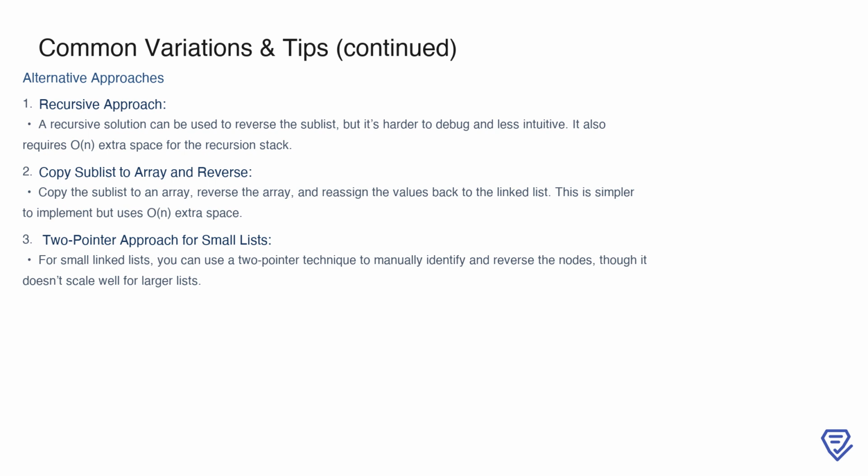Finally, for smaller linked lists, a two-pointer approach can be used to manually identify and reverse the nodes. While this method might be simpler in concept, it doesn't scale well for larger lists, so it's not ideal for general use. Understanding these alternatives can deepen your insight into the problem and prepare you for variations you might encounter in interviews.